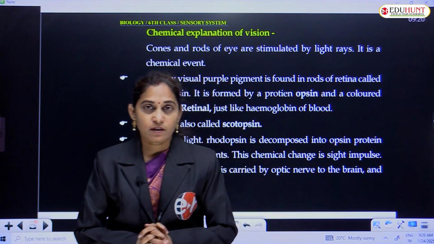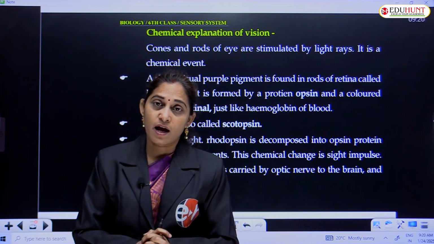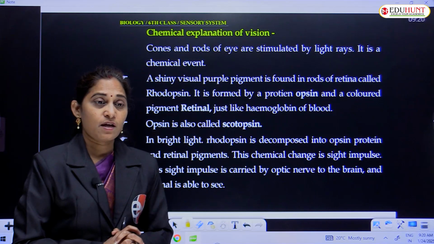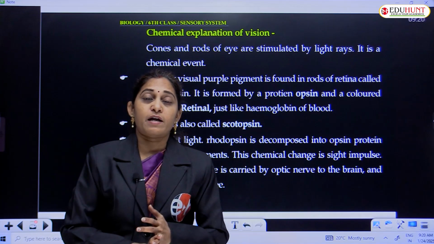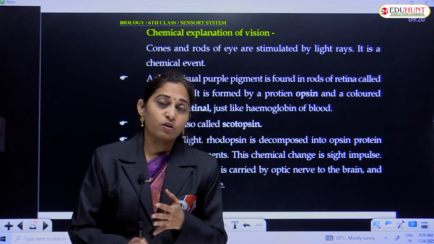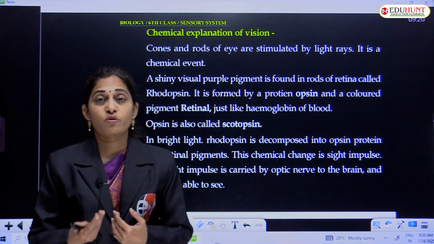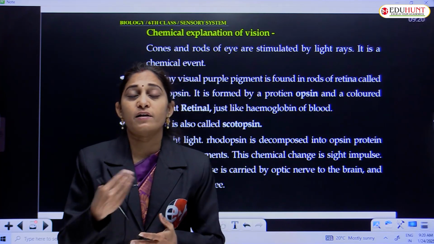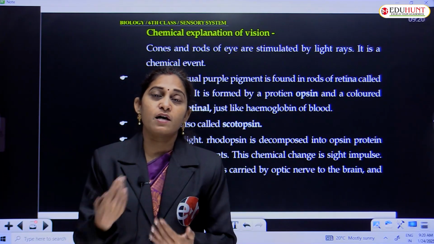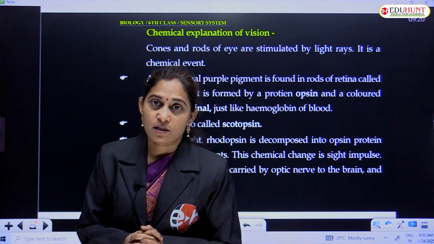In the next class we will see various defects associated with eye and chemical changes that take place in the eye. That is, we know that there are two different types of sensory cells, rods and cones, and how the rods are made of and what are the composition of rods and what are the composition of cones, what happens if rods are decreased in their number and what happens if cones are decreased in their number. These things will be discussed later.